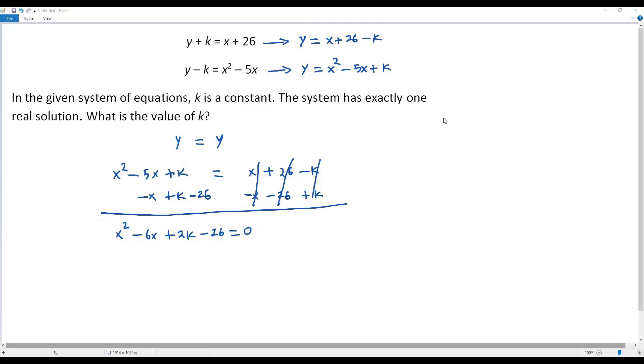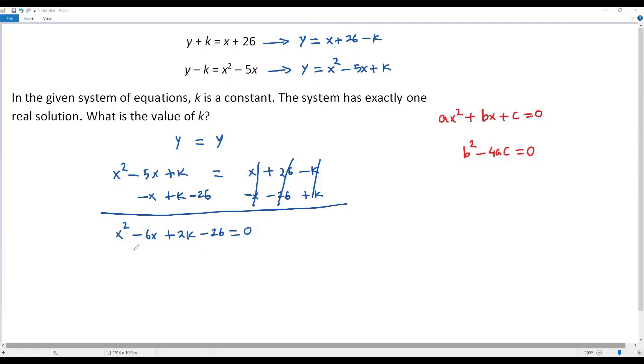Okay, now let me consider the quadratic equation in standard form, that is ax square positive bx positive c equals to 0. When the quadratic equation is given in standard form, and if this equation has only one real solution, then the value of the discriminant b square negative 4ac equals to 0.